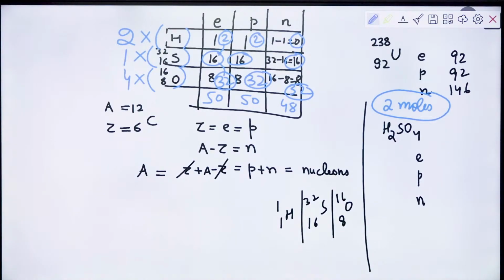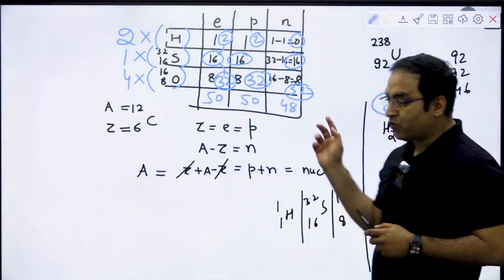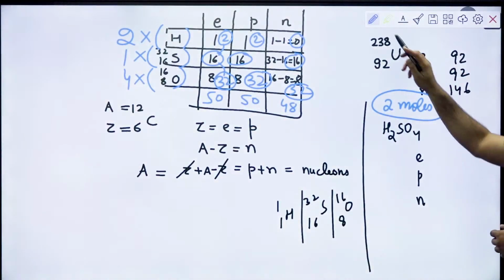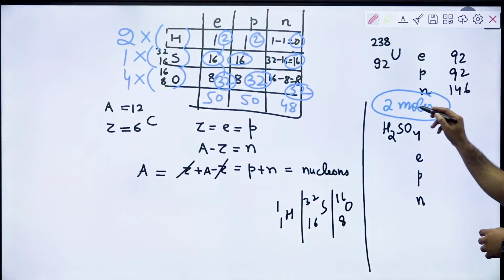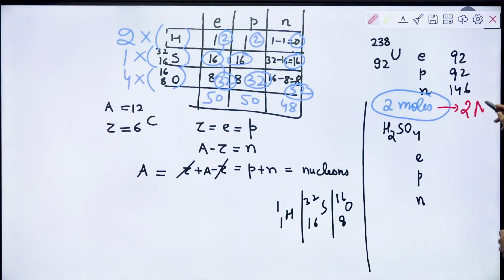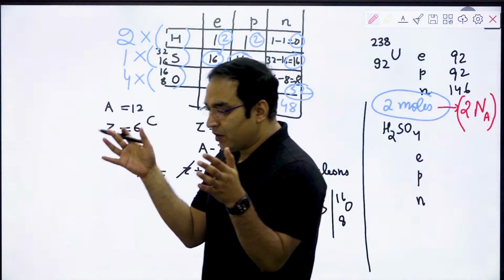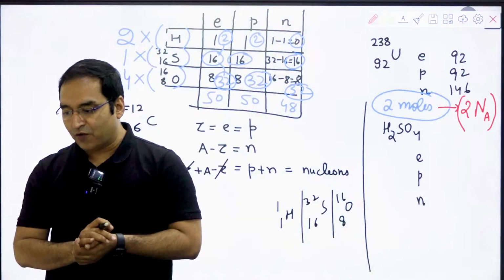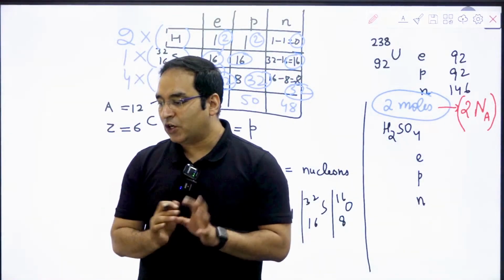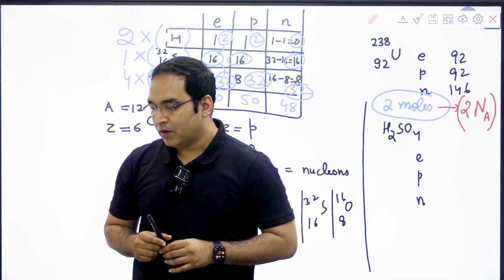For one molecule, this is my answer. For 2 moles, what will be my answer? 2 moles means 2 into Na. Moles is a big number. What is that number? 6.02 × 10^23. And what do we call this number? Na. So can I say 2 into Na numbers are there? So what will be your answer?